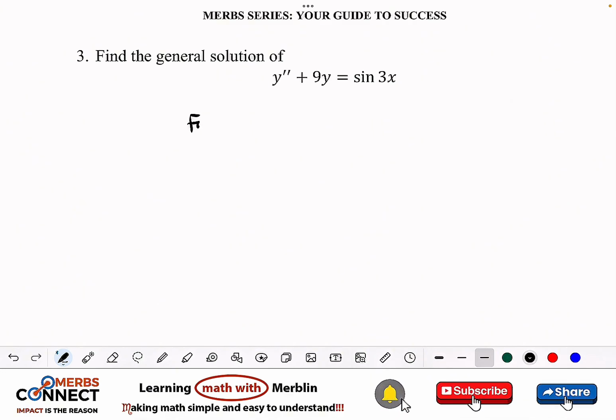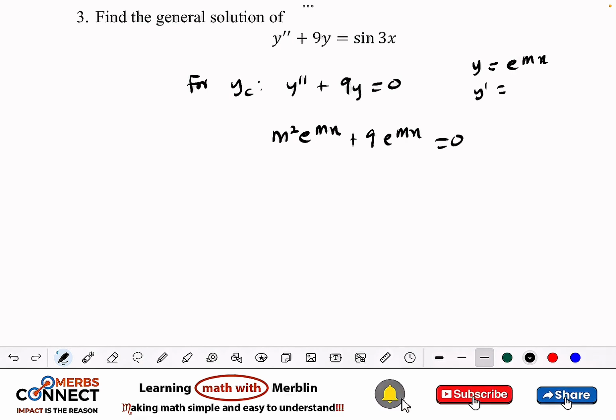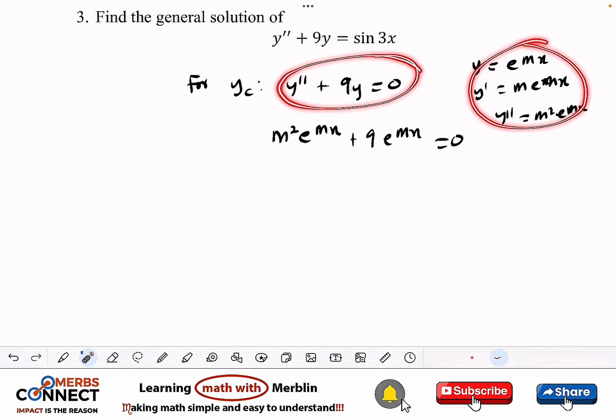So for yc, y prime prime plus 9y should be equal to 0, right? And then we go through the same process. So this one should give us m squared e to the power mx plus 9 e to the power mx, which is equal to 0, as we know that y is equal to e to the power mx, y prime is m e to the power mx, and y prime prime is equal to m squared e to the power mx. So plug them inside this and then you are done.